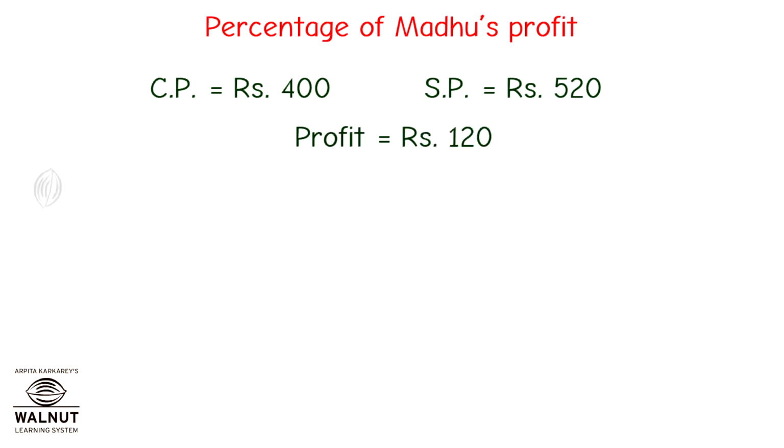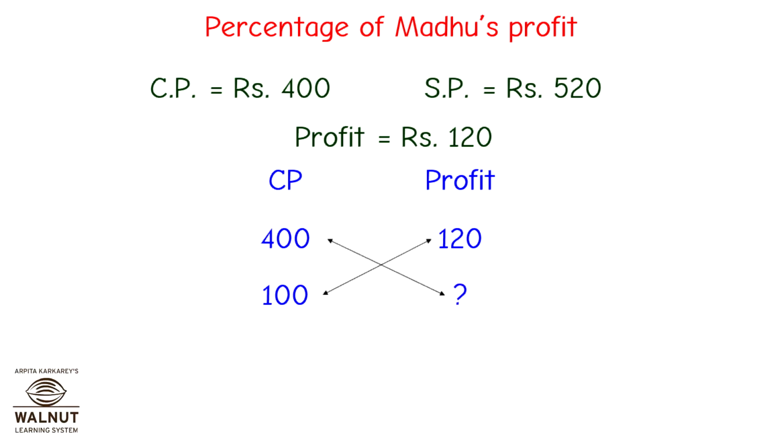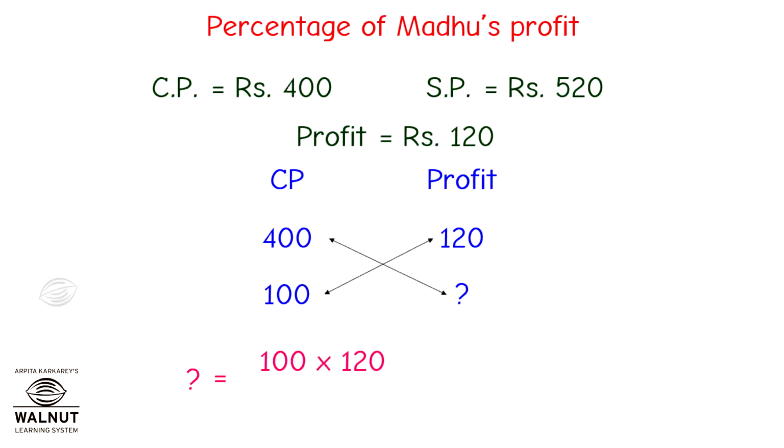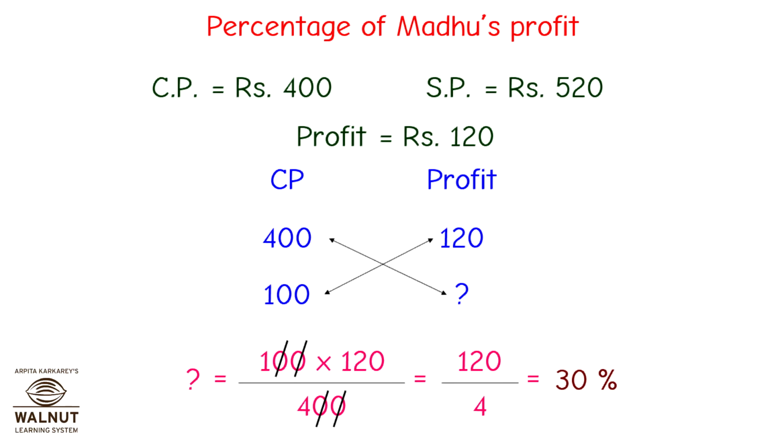Percentage of Madhu's profit. For rupees 400 cost price, profit is rupees 120. So, for rupees 100 cost price, what is the profit? Doing cross multiplication, we get question mark is equal to 100 into 120 divided by 400. We simplify this and we get 30. So, on rupees 100, the profit is rupees 30, that is 30%. That is the percentage of Madhu's profit. Rihan made a profit of 40%, Madhu made a profit of 30%. Therefore, Rihan made a better profit.